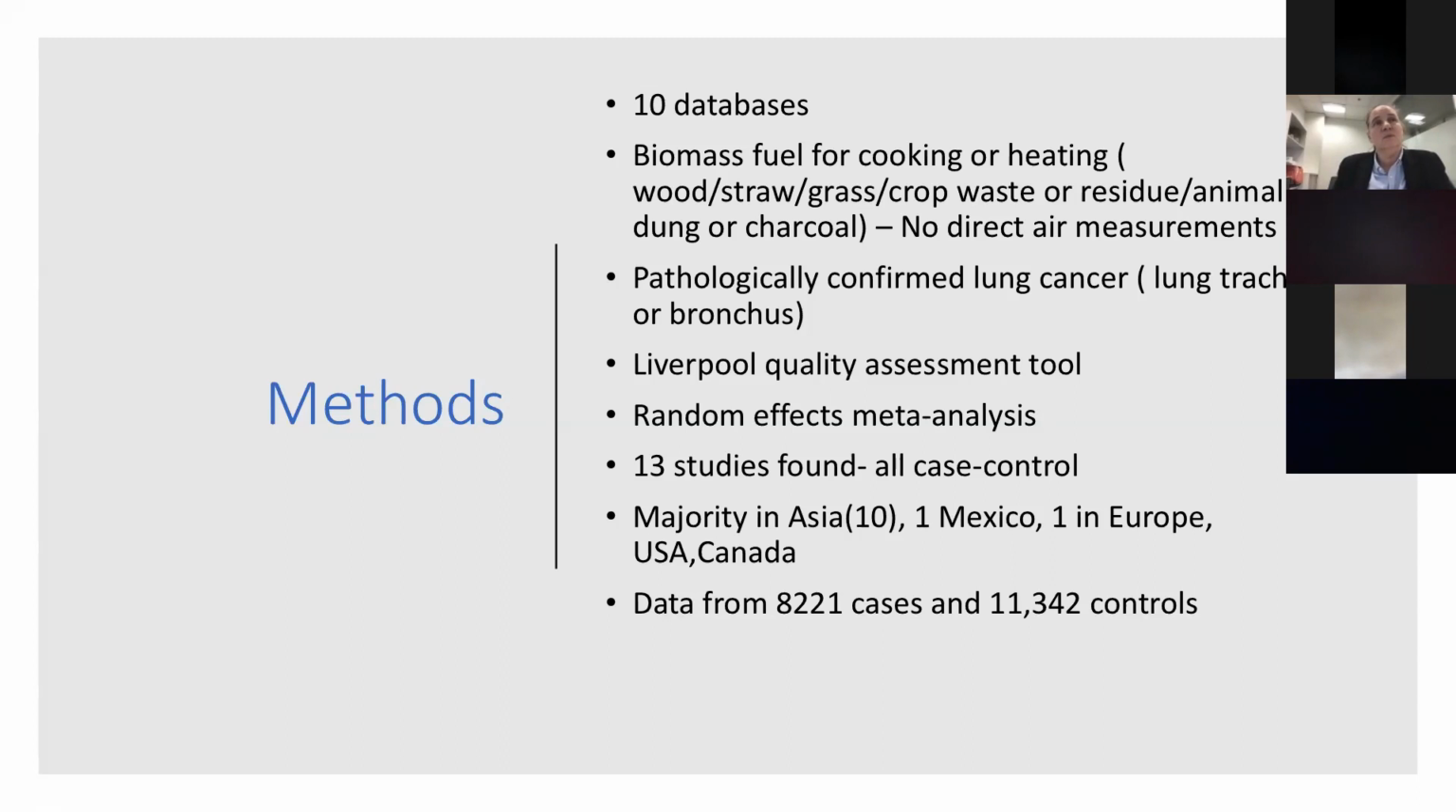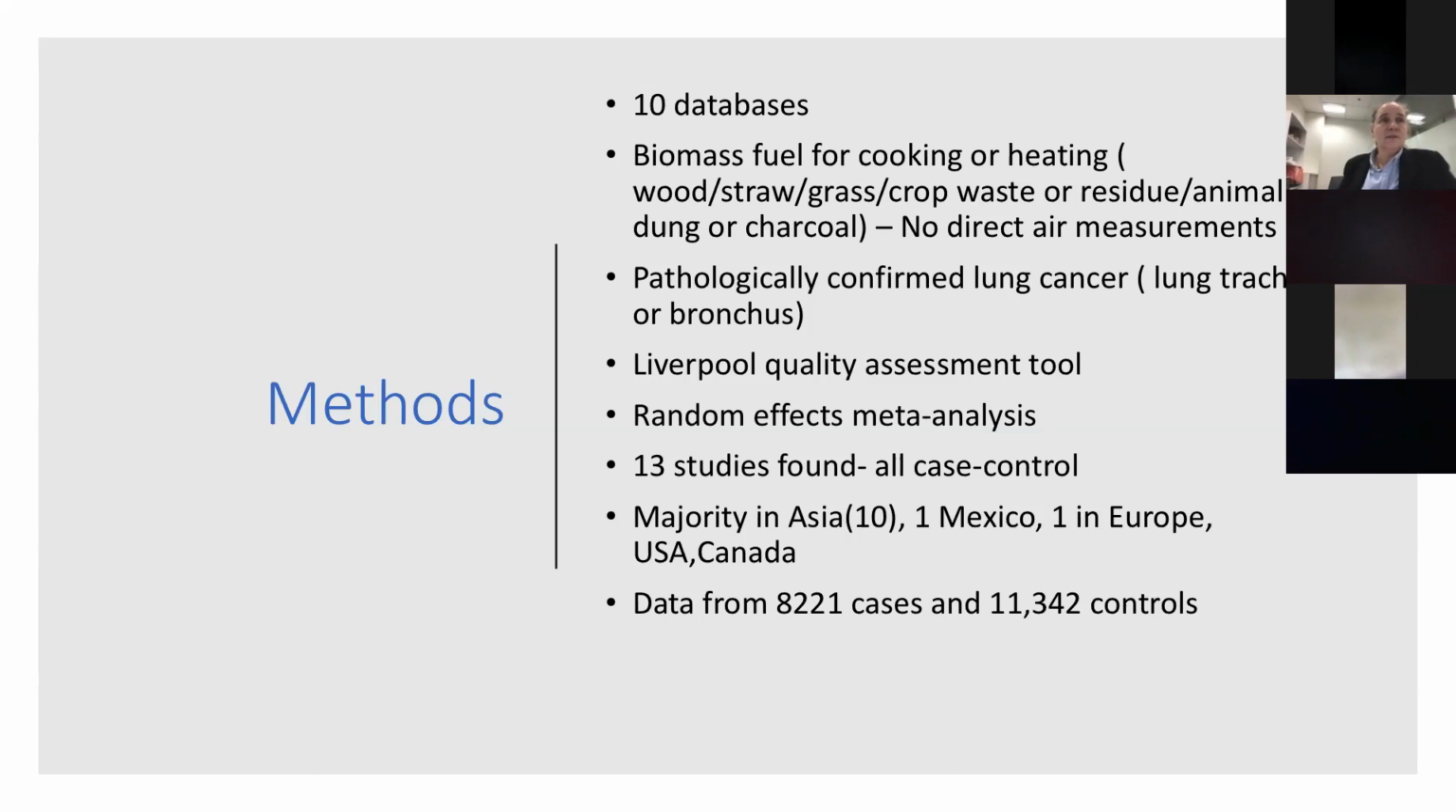They used pathologically confirmed cancer of the lung, trachea or bronchus. They did a bias assessment tool. They employed random effects meta-analysis. After searching these 10 databases, they only found 13 studies, and they were all case control studies. And again, this is not unusual to have case control studies where the outcome is rare. So lung cancer being a relatively rare outcome is often investigated by case control studies. So the numbers required in a prospective cohort would be extraordinarily large to get enough cases to do the analysis.